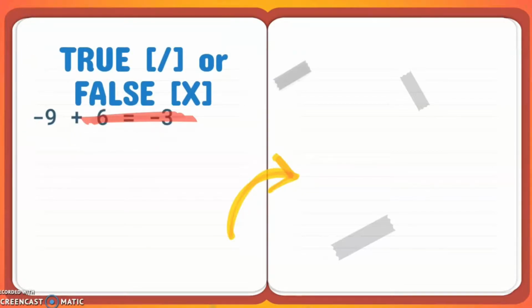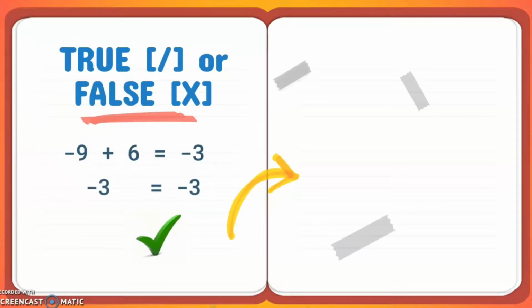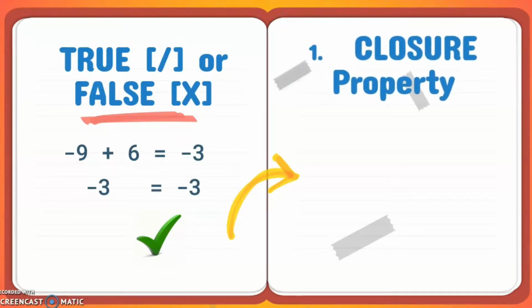For example, number 1. Pag sinabi natin negative 9 plus 6, equal ba siya by negative 3? So, try natin to answer. So, negative 9 plus 6, they are different signs. So, you subtract the absolute value. So, tama. The answer is negative 3. So, negative 3 equals siya with the other side ng equation, which is negative 3. So, therefore, true statement siya. So, ito yung tinatawag natin closure property.